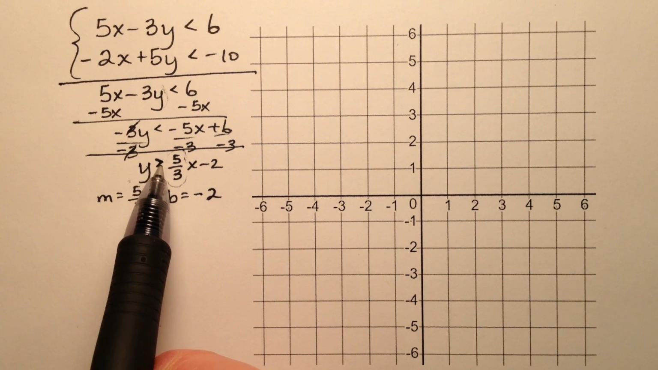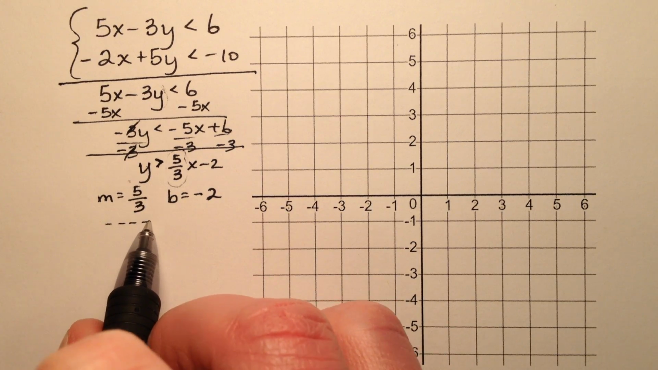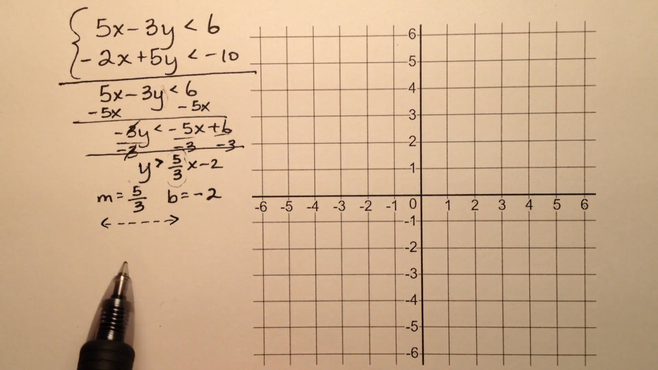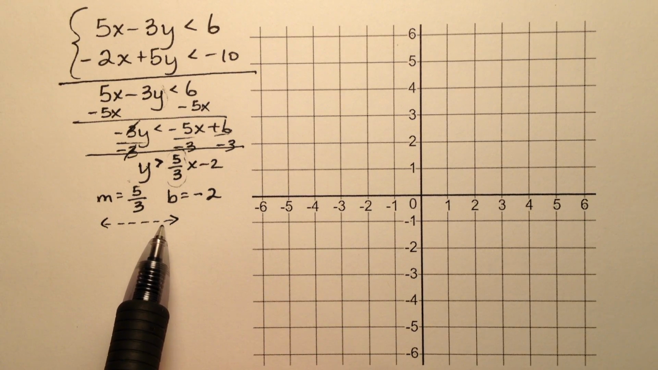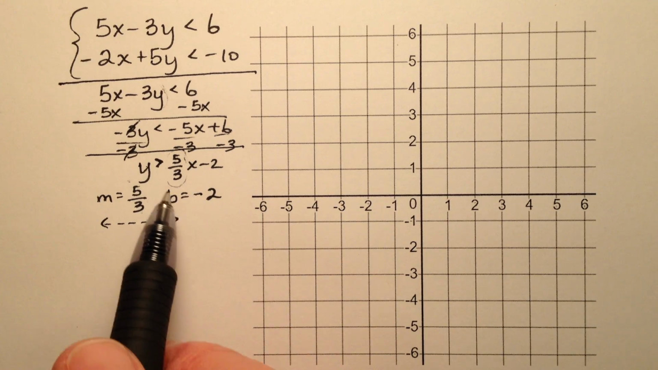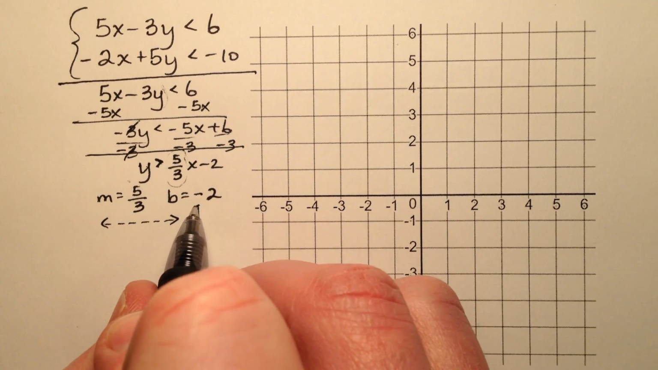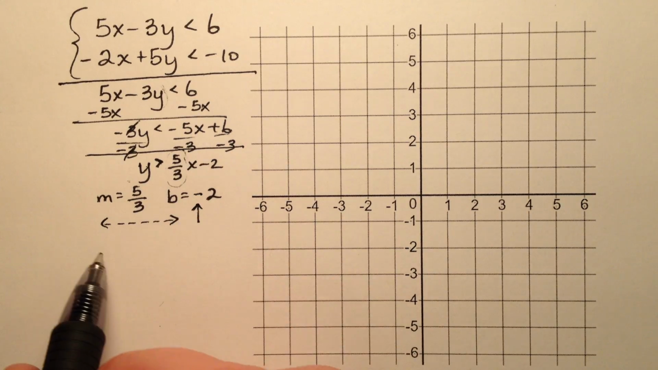This is y is greater than, so there's not an equal to with it, so I know this is going to be a dashed line, suggesting that the boundary itself is not included in the solution set. And then finally, it's y is greater than, so I know I'm going to be shading above this line.